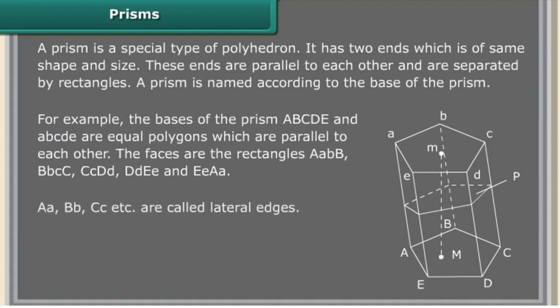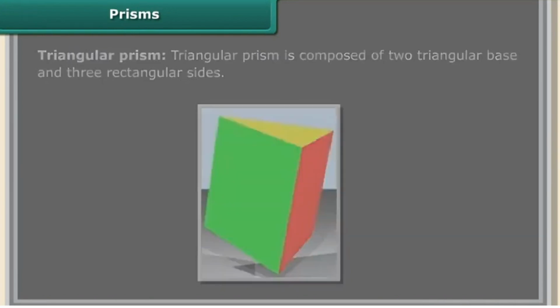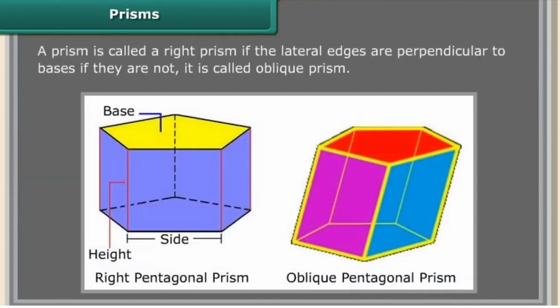AA', BB', CC', etc. are called lateral edges. Prisms are classified according to their bases. Triangular prism: a triangular prism is composed of 2 triangular bases and 3 rectangular sides. Pentagonal prism: if the base of the prism is a pentagon, then the prism is called a pentagonal prism. A prism is called a right prism if the lateral edges are perpendicular to the bases. If they are not, it is called an oblique prism.